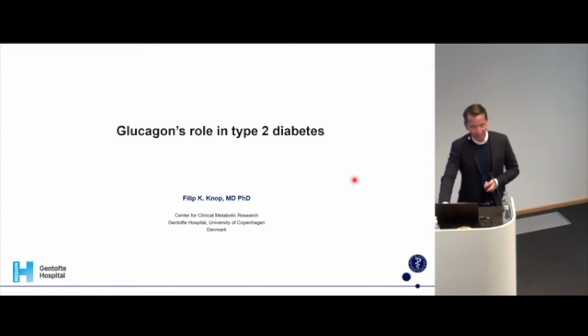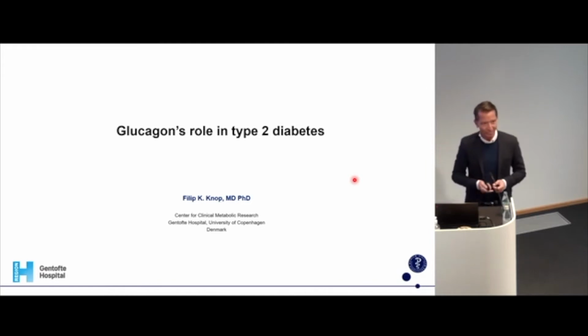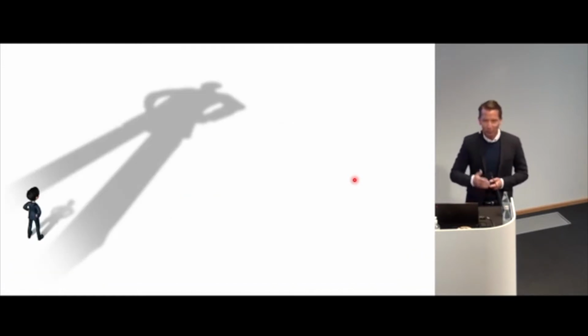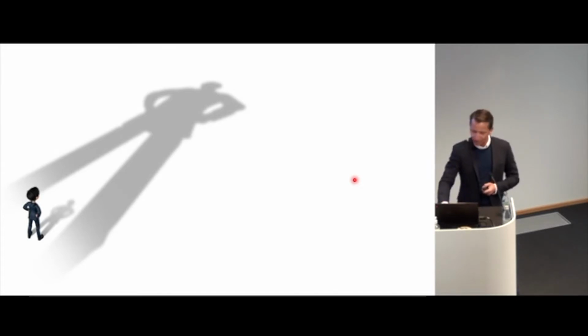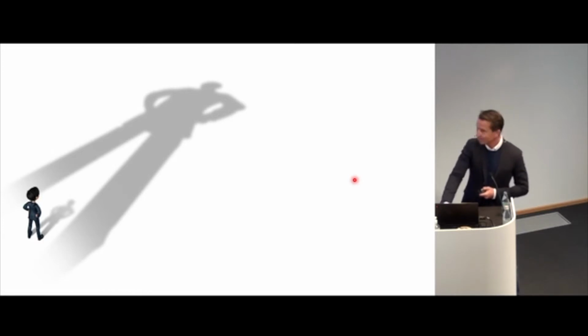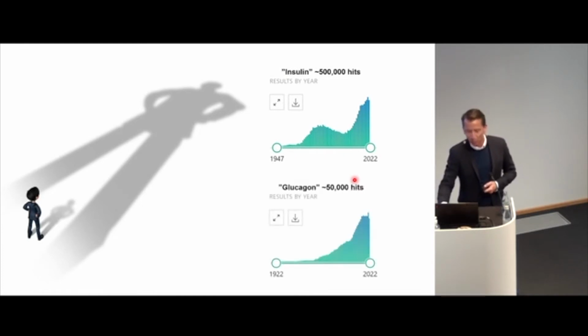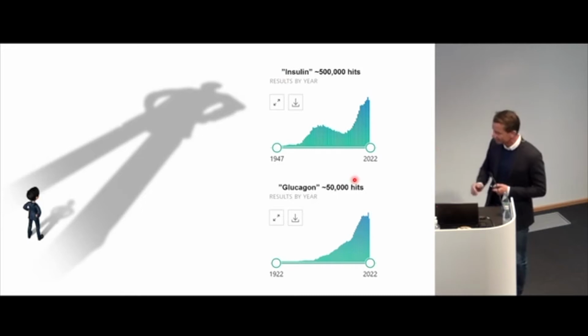It's a big pleasure to be able to celebrate the 100th anniversary of the discovery of glucagon together with so many fine researchers. I think it's very clear that both we as glucagon researchers and also glucagon as a molecule have been in the shade of insulin and insulin researchers over the last many decades. If you look up insulin on PubMed, there are like 500,000 hits, whereas with glucagon there's only one-tenth of the hits.